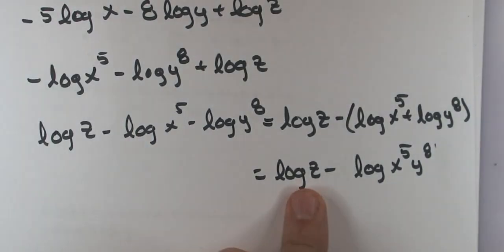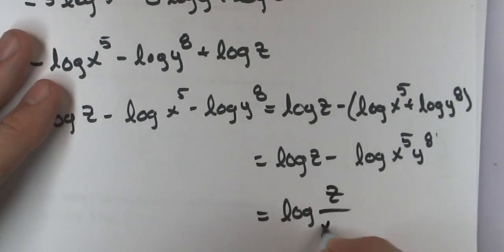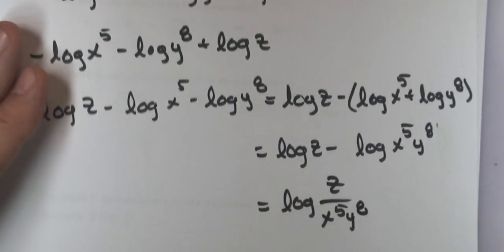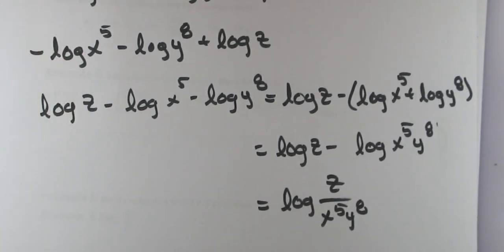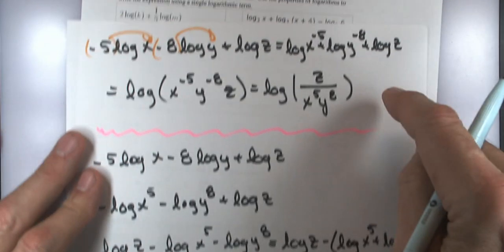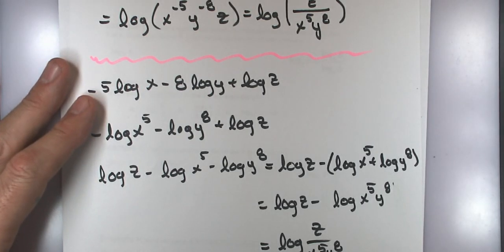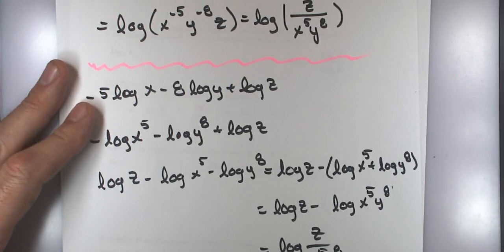But now I've got the log of something minus a log of something else. Now I can use the quotient rule. So it's log of z over x to the 5th, y to the 8th. So that's what it would look like using the quotient rule. I mean, the steps are there. It's nothing that we haven't seen in terms of our properties of logs, but I don't know. You tell me. Like the first one or the second one? Which one resonates with you? First one? Good answer. Good answer. All right. Bonus points for everybody all around.